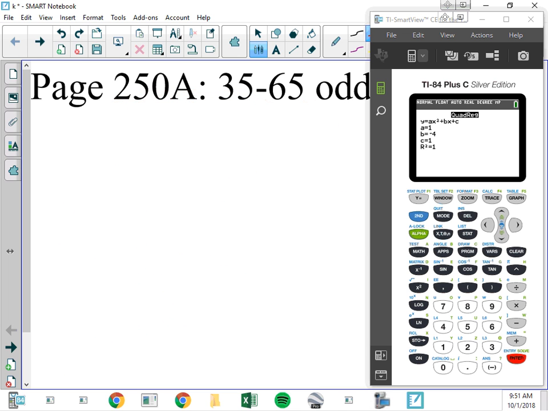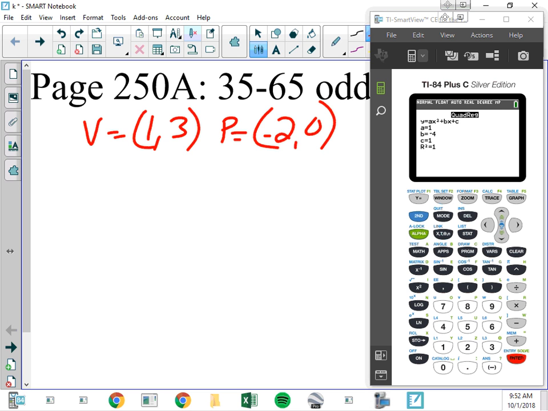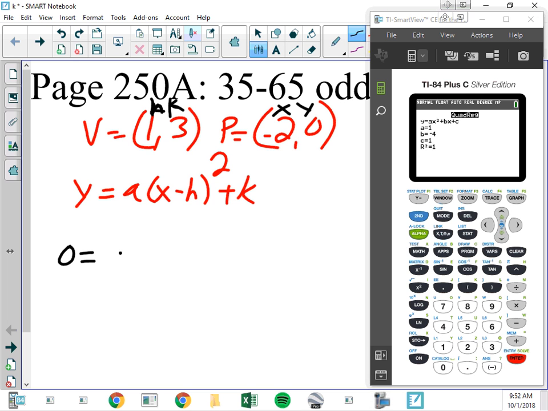Let's do another one. My vertex is 1 comma 3, and my point is -2, 0. The formula: a times (x minus h) squared plus k. So this is h, k, x, and y. 0 is equal to a times (-2 minus 1) squared plus 3.